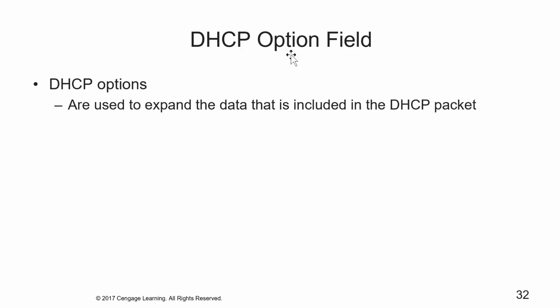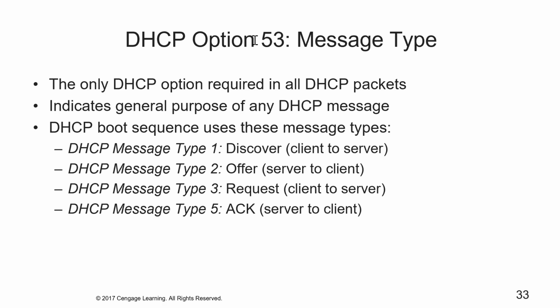In the DHCP option field, DHCP options are used to expand the data that is included in the DHCP packet. Option 53, message type, is the only DHCP option that's required in all DHCP packets. It indicates the general purpose of any DHCP message. The DHCP boot sequence uses a few different message types. There are 4 of them. Type 1 is discover, client to server. Type 2 is offer. Type 3 is request. And type 5 is ACK.